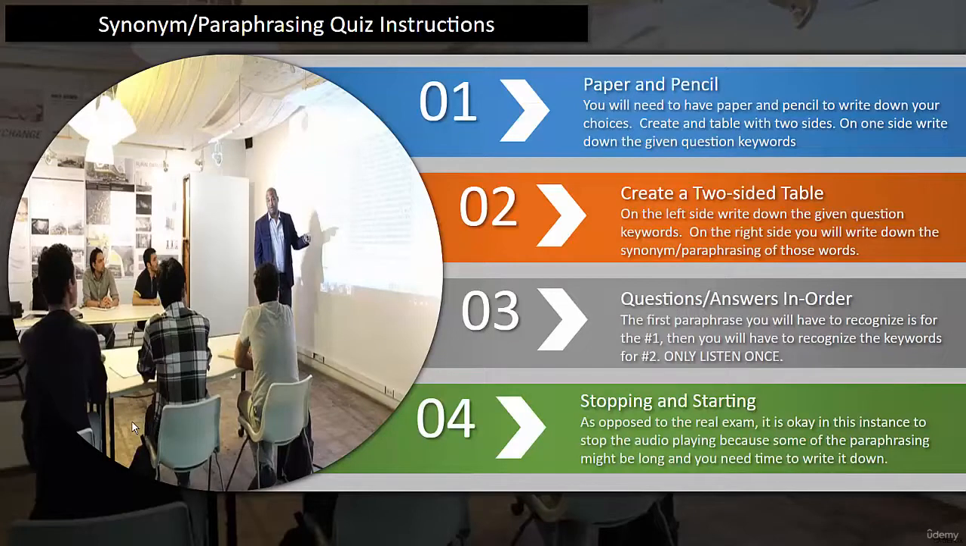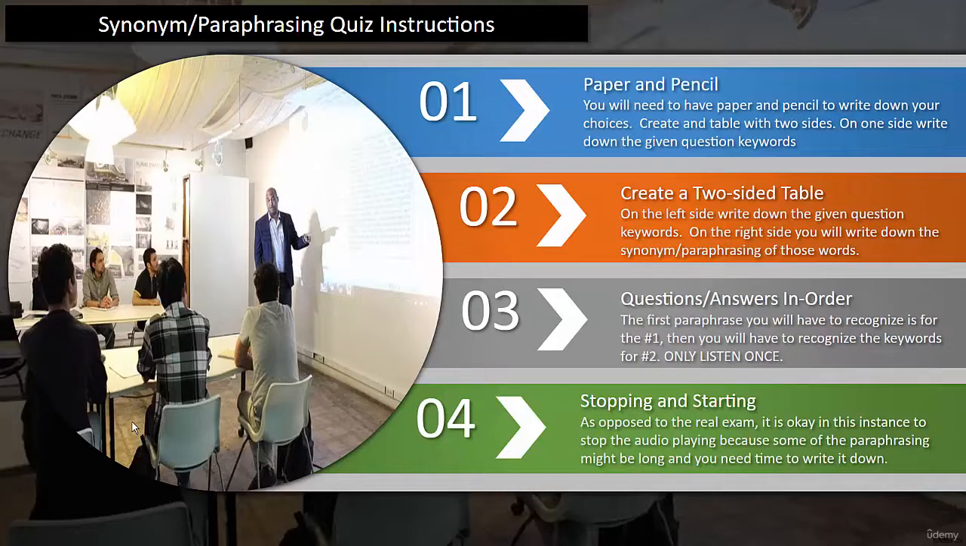In terms of the instructions, you need paper and pencil to create a table, a two-sided table. On the left, you have the question keywords. On the right, you write the synonyms and paraphrasing of those question keywords. The questions and answers, for the most part, go in order. I tried to design it that way so it goes in order because the exam goes in order.